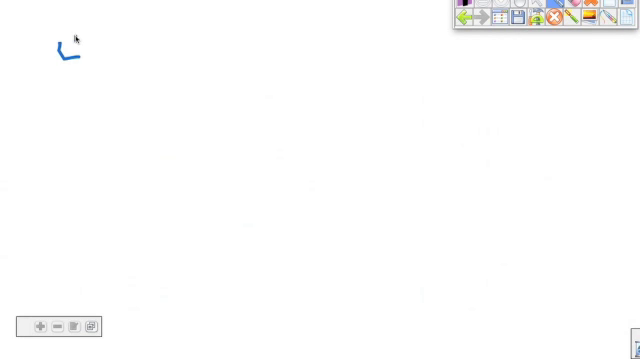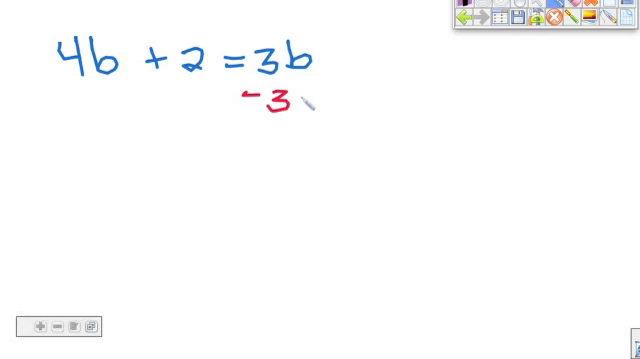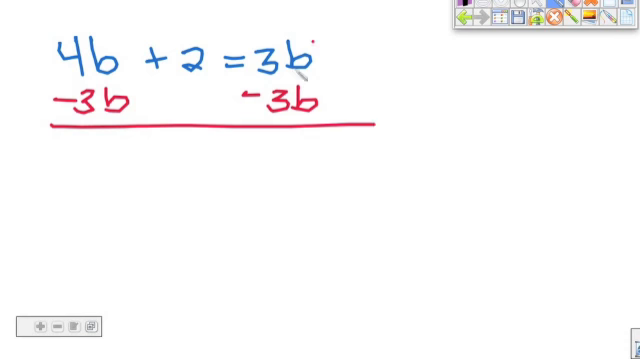I have 4b plus 2 equals 3b. I have two coefficients and one constant. So let's go ahead and move the coefficients together. Now I could move the 3b, I could move the 4b, whichever you prefer. For this example, I'll go ahead and move the 3b just because it's a little bit different to do it this way. And I wind up canceling these out, which is actually a 0, bringing down my 2. And 4 take away 3 is just going to be 1, so I'm just going to put b.